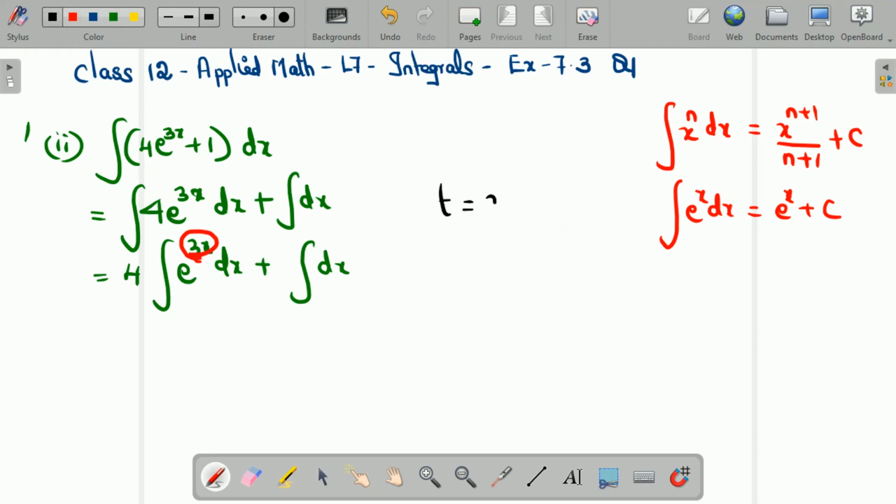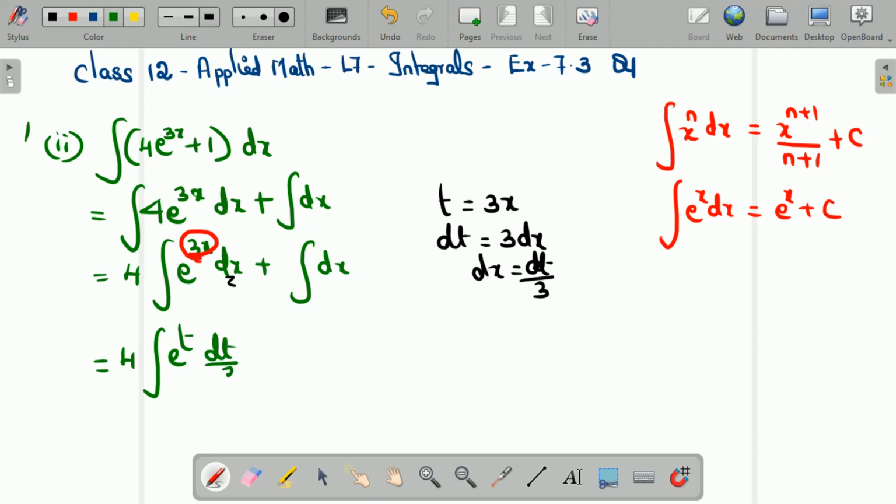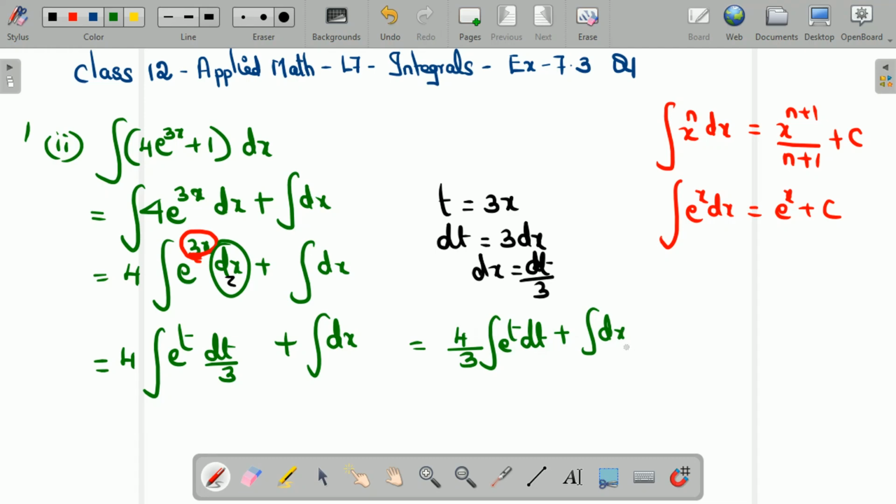So t is equal to 3x. This means dt is equal to 3 dx, or dx is going to be equal to dt divided by 3. Why? Because I have to replace this entire integration everywhere with variable t. So now let's substitute it here. So this is 4 into integral of e power t dt divided by 3. Why? Because the dx value is dt by 3, plus integral of dx. Now I can take this 3 outside. So this will become 4 by 3 integral of e power t dt plus integral dx. This is independent, so I've just kept it as such.